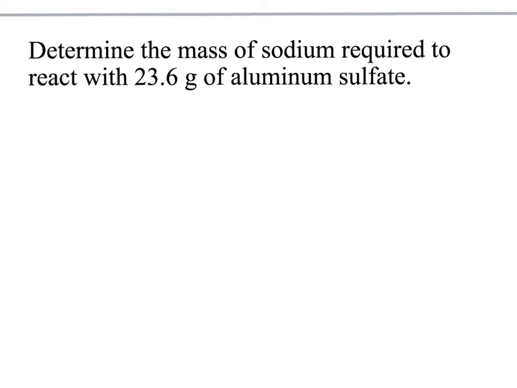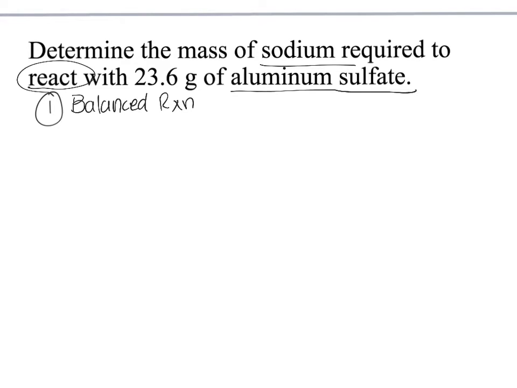So the first thing that we need to do is we need to have a balanced reaction. So number one is to have a balanced reaction. So sodium, again, remember that you're trying to look for keywords, reacts with aluminum sulfate.